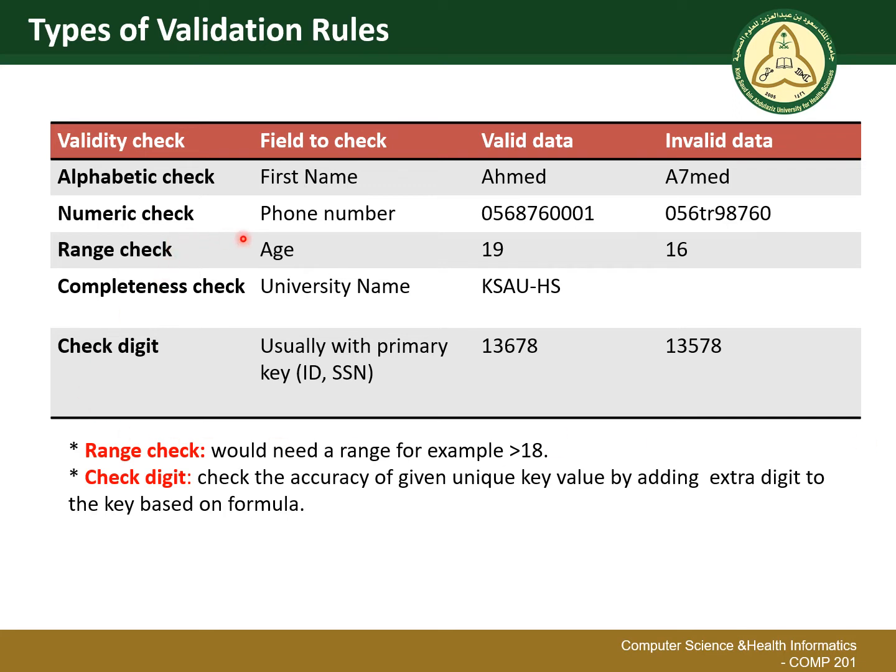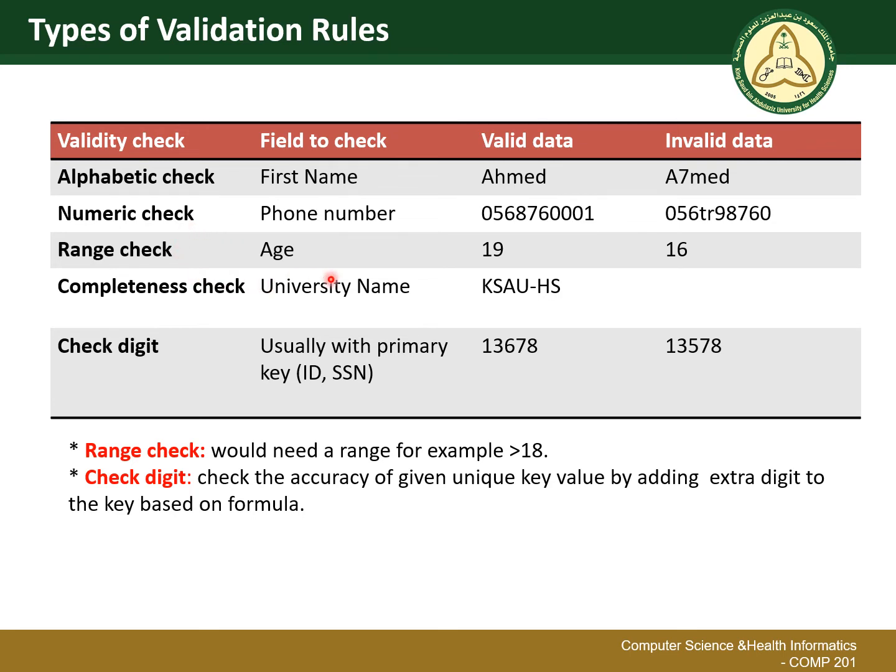First, the alphabetic check. The alphabetic check will make sure that all the entered data are alphabetic letters. So if we apply it on the first name field and we enter the data Ahmed, AHMED, it will be considered correct. If we enter the data with the number 7, the data will be considered wrong, and we will get an error message to correct the data and to re-enter the data.